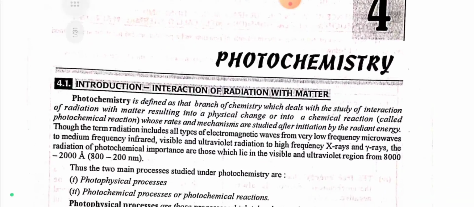Photochemistry is defined as that branch of chemistry which deals with the study of interaction of radiation with matter resulting into a physical change or into a chemical reaction, called photochemical reaction, whose rates and mechanisms are studied after initiation by the radiant energy. Though the term radiation includes all types of electromagnetic waves, from very low frequency microwaves to medium frequency infrared, visible and ultraviolet radiation, to high frequency X-rays and gamma rays.